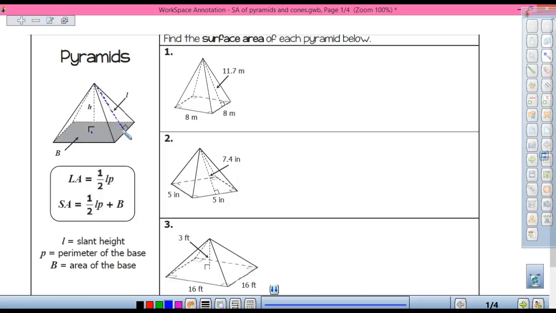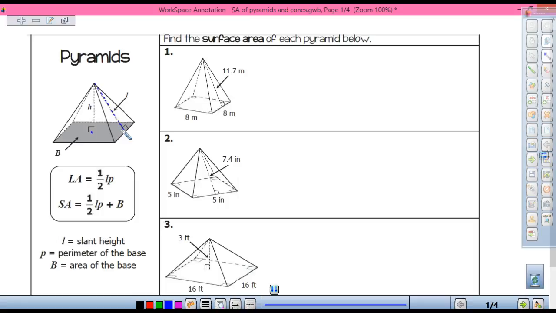Okay, so surface area is 1/2 times the perimeter times the slant height. That's kind of the same thing as when we did a prism, right? Except now you're using slant height and it's just half of it. Plus, how many bases do you have in a pyramid? You just have one base, so it's plus the area of the base.